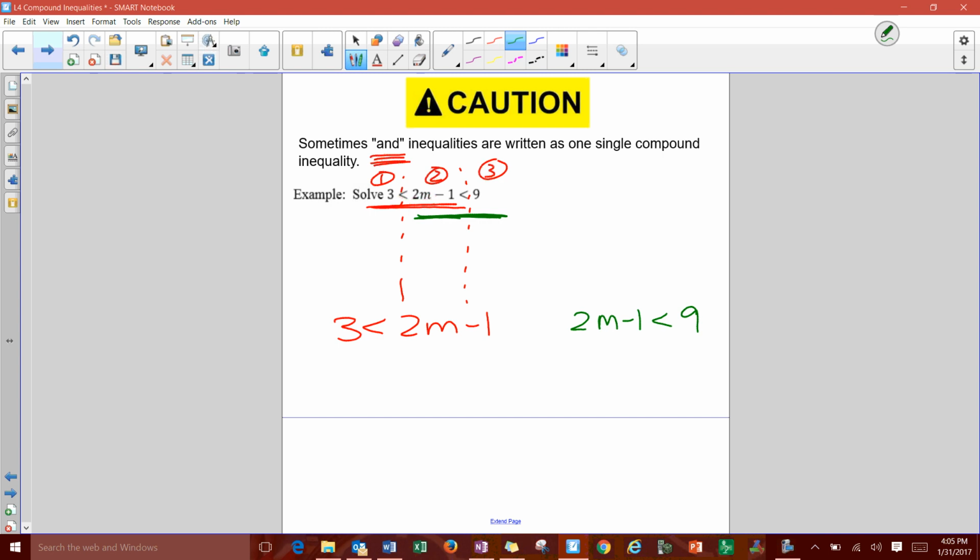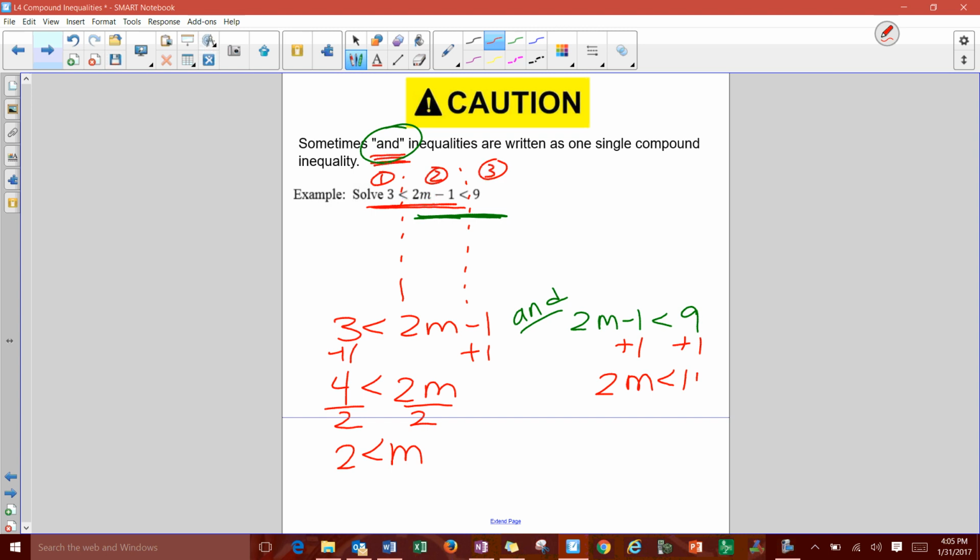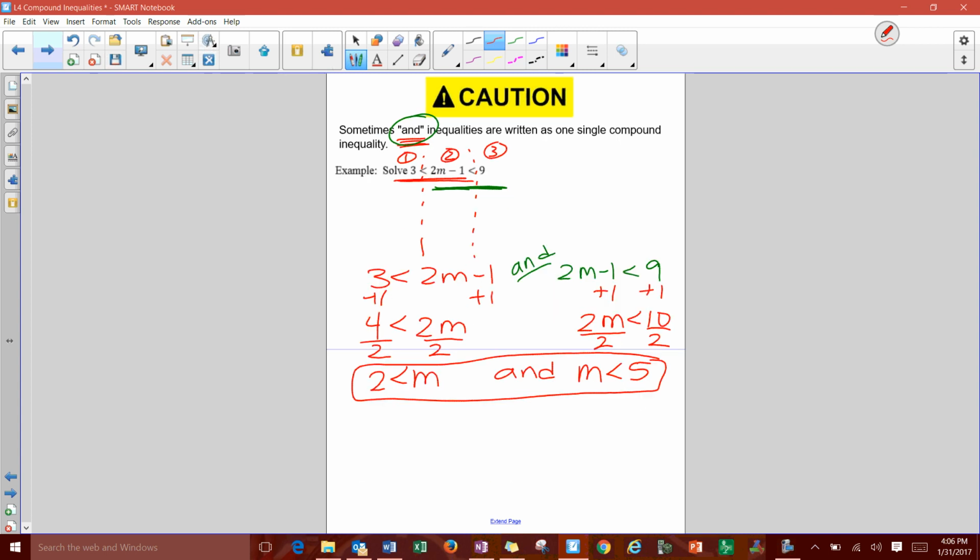Notice I used the whole middle section again, right? 2n minus 1. And then, like we said, these are "and" inequalities, so I would write the word "and" in the middle. Then I would solve each of these inequalities separately, just like we did before, and then put the word "and" in the middle. There's my algebraic solution, right?